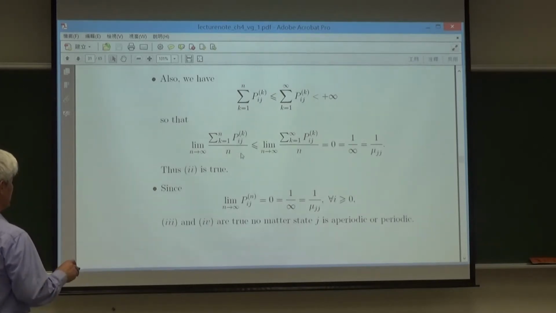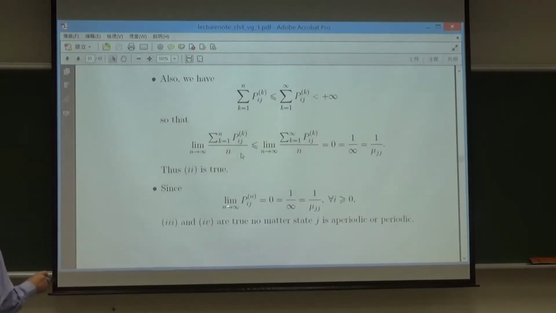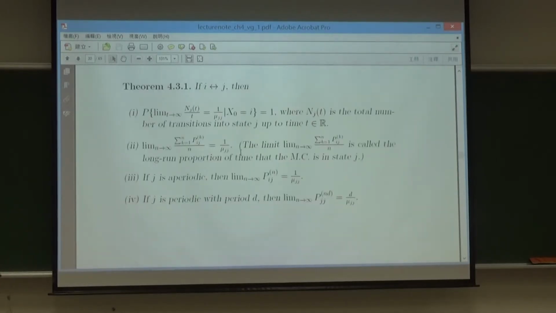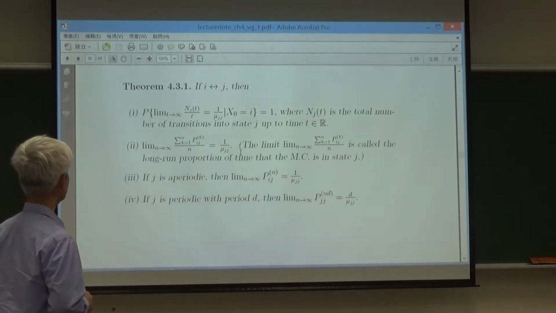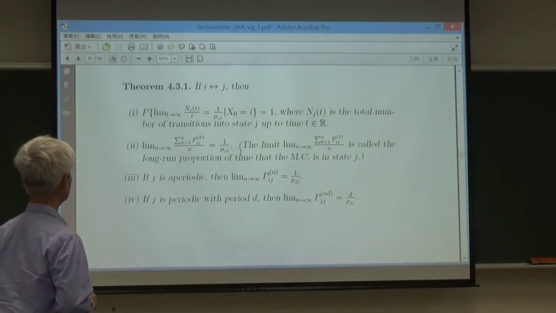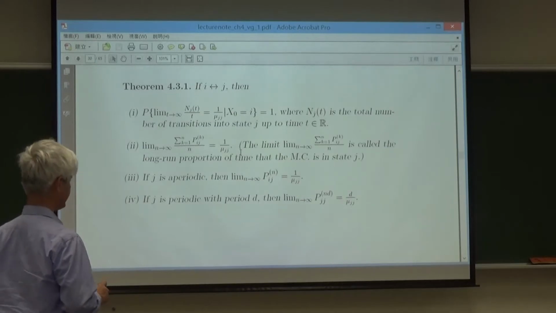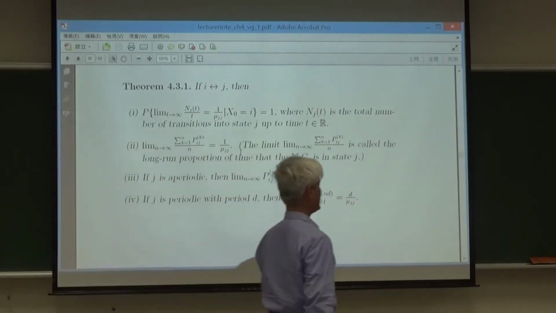So no matter whether the state is periodic or aperiodic, this is true for transient states, and it goes to 0. Let me draw an example and explain what periodic means.